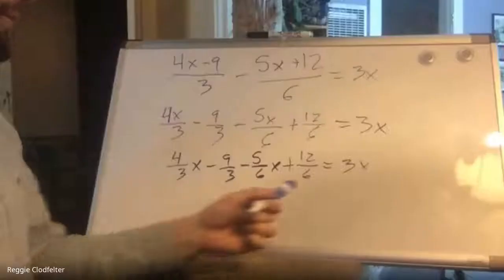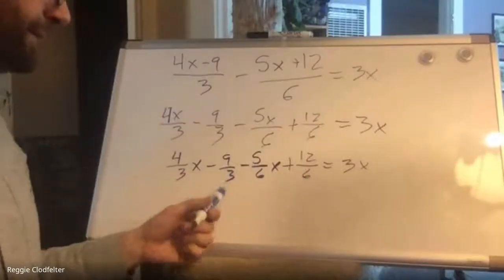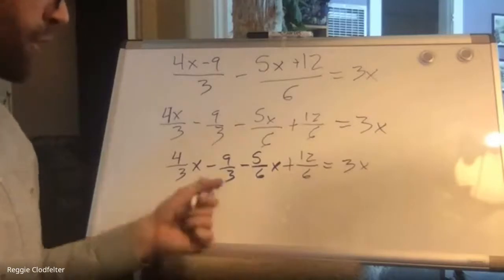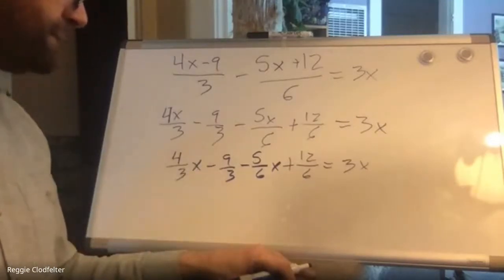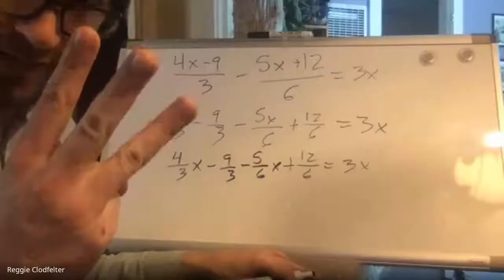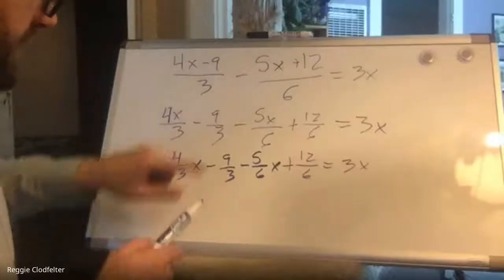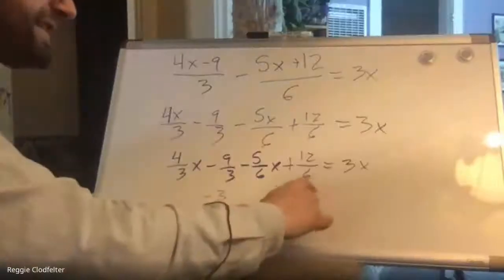Now I'm just going to combine my like terms. Okay? What is 9/3 as a number? 3. It's just 3, right? 9/3, I think, is 3. So really, this is just minus 3. And what is 12/6 as a number?